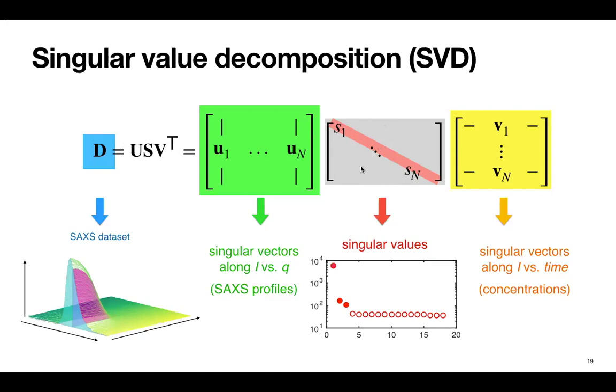S is a diagonal matrix, and along the diagonal you have positive numbers in decreasing order, which are the singular values. And these tell you how important each component is in the final data set. And then U and V are the components. U are the components that resemble SAXS profiles, and V are the components that resemble concentrations. So this is great. It gives you a way of decomposing any data set you have into the product of individual components and also their weights.